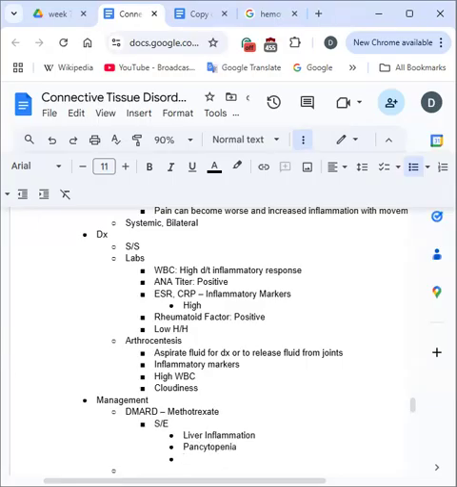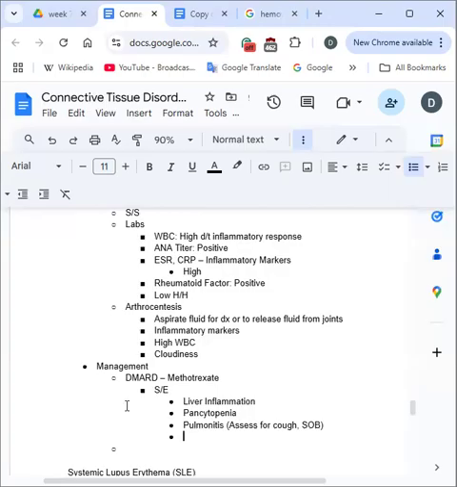What else? Pulmonary issues, so pneumonitis, inflammatory lung conditions, so assess ABCs, cough, shortness of breath. And it can cause a folic acid deficiency, so you need to give folic acid, so take it with folic acid.